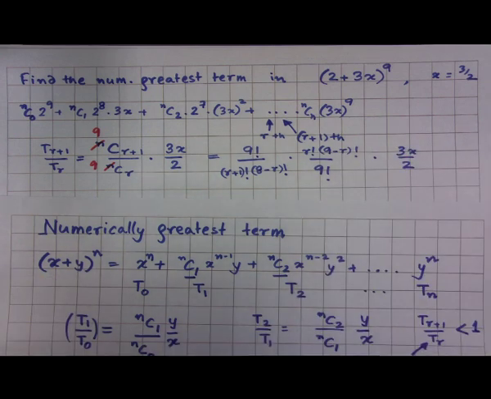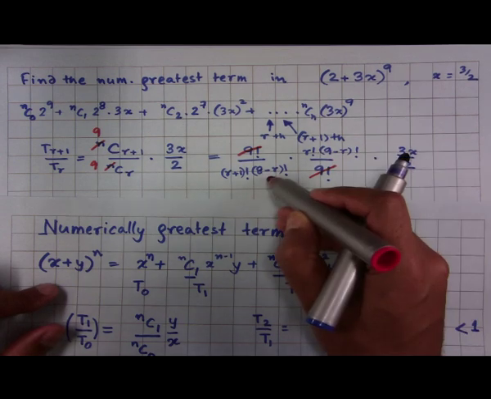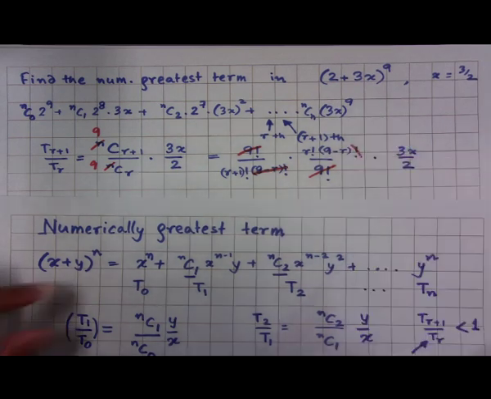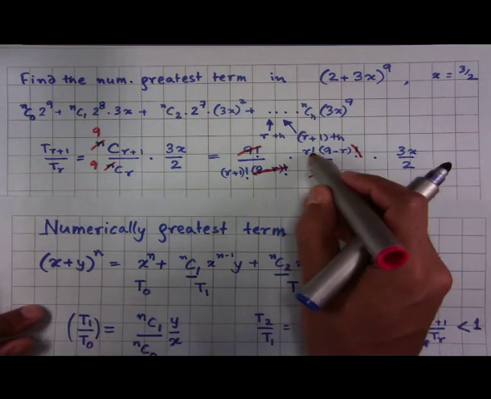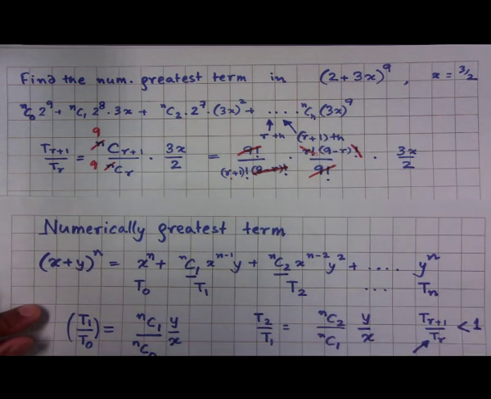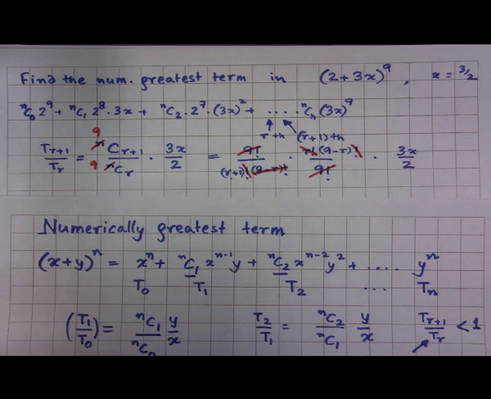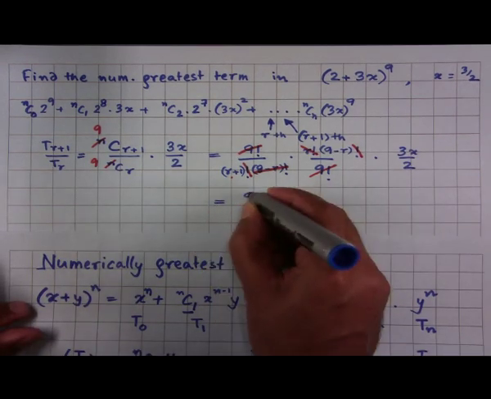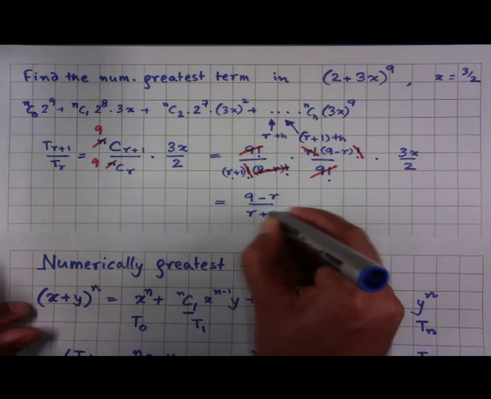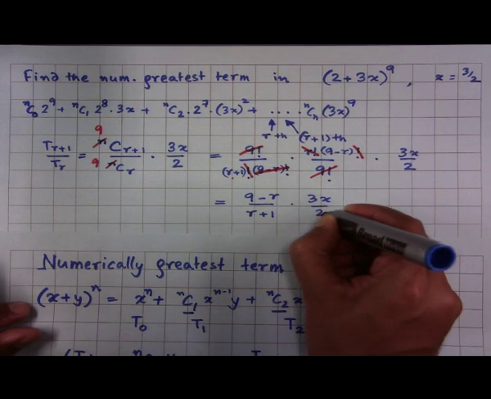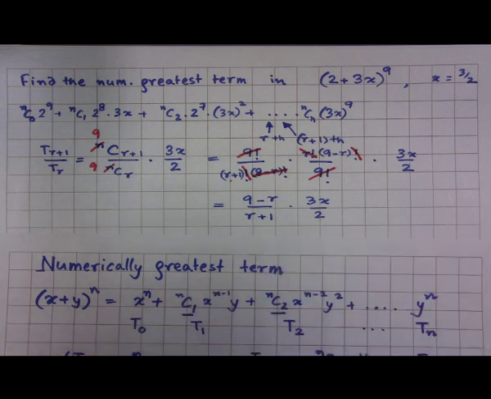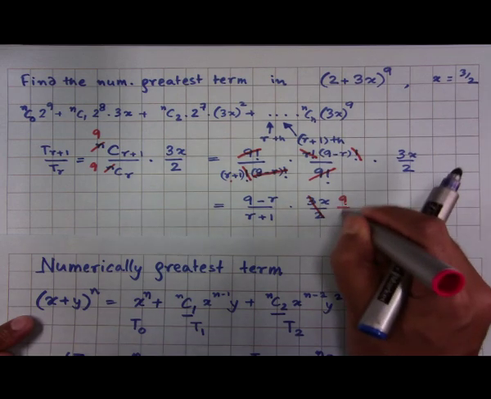And now things are going to cancel. Between 9 minus r factorial and 8 minus r factorial, all the terms of 8 minus r factorial will cancel out, and all that will remain is 9 minus r. And between r factorial and r plus 1 factorial, all the terms of r factorial will cancel out, and all that will remain is r plus 1. So, what you have is... You have further been given that x is 3 by 2. So, you can write this as 9 by 4.